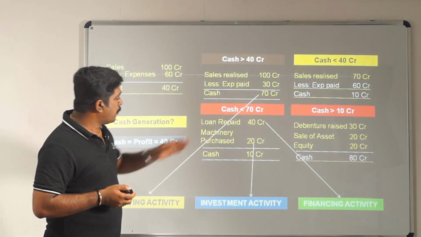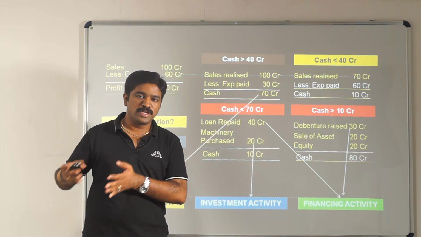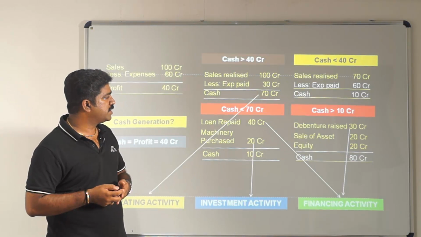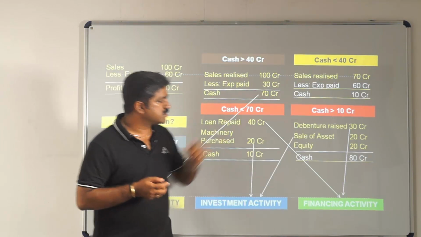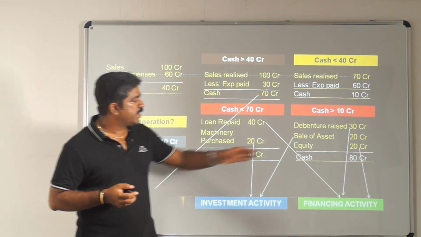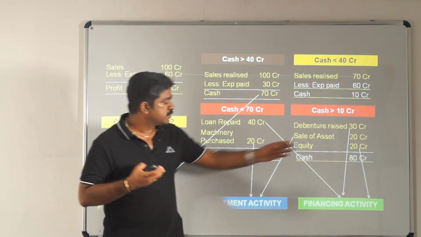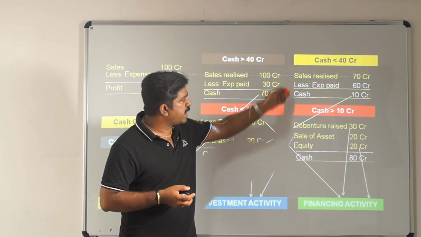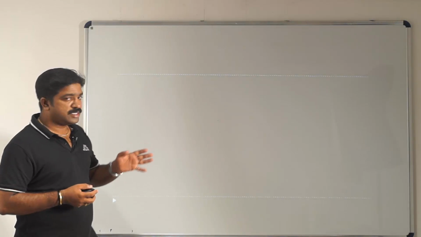Next, machinery purchased, it's an investment. Whenever the machinery is purchased with an intention to be used in the business for a longer period of time, then we will classify that under investment activity. Then next item, sale of asset. Sale of asset, that should also come under investment activity. Then equity raised, whether equity raised or equity repaid through buyback, that should come under financing activity. Then look at here, the cash generated from operations, that should come under operating activity. So more or less we have covered everything.